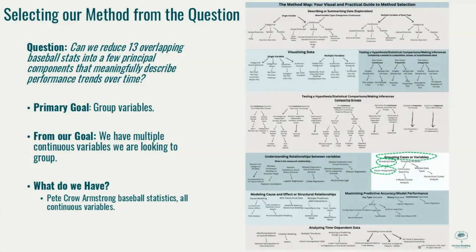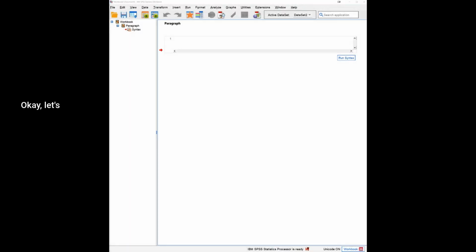First, why principal components analysis at all? We're looking at reducing 13 overlapping baseball statistics into several meaningful components in statistical fashion. We are grouping variables and have 13 continuous variables at our disposal. Okay, let's go ahead and run the principal components analysis model.